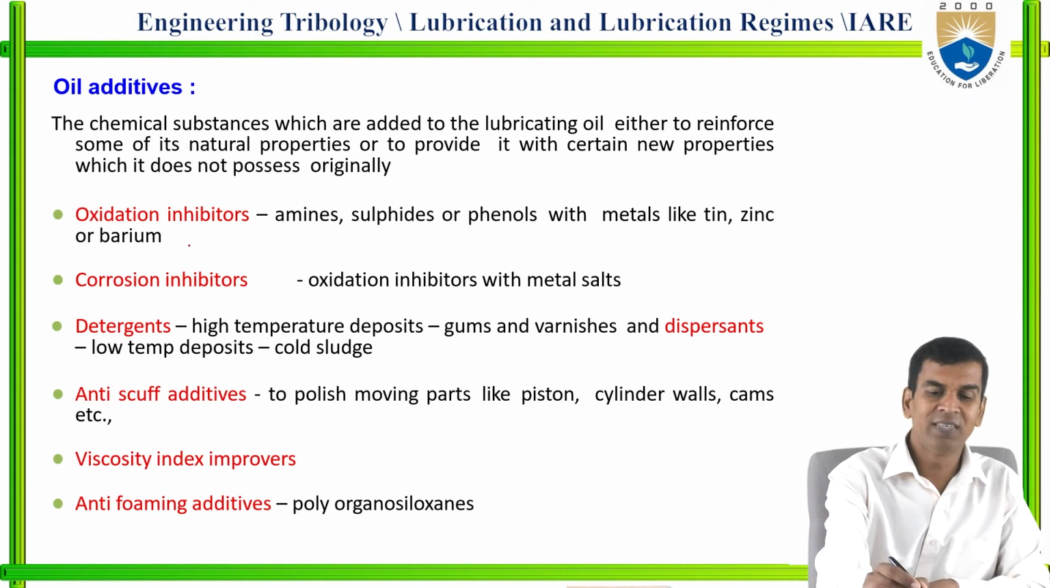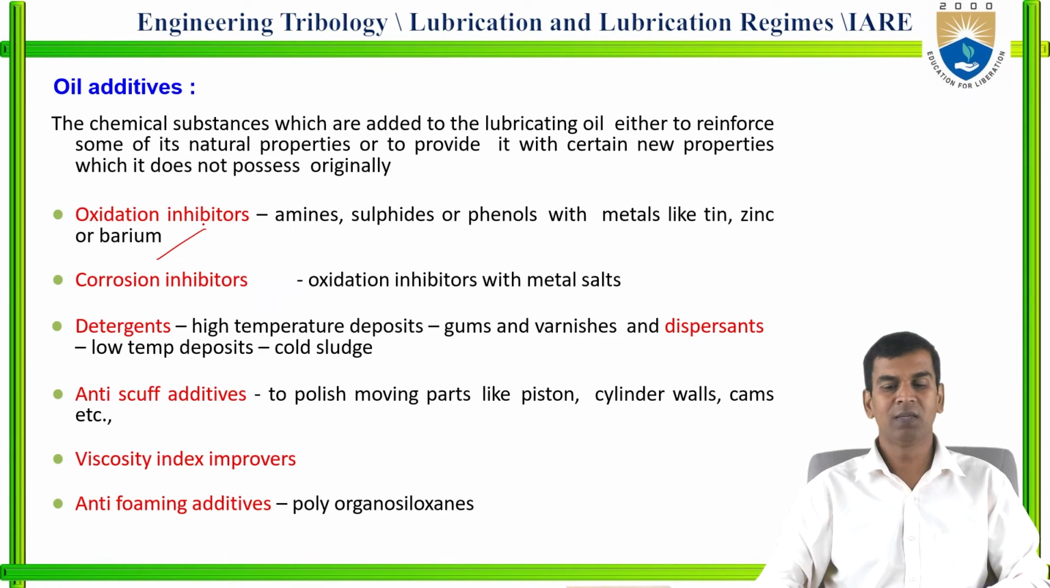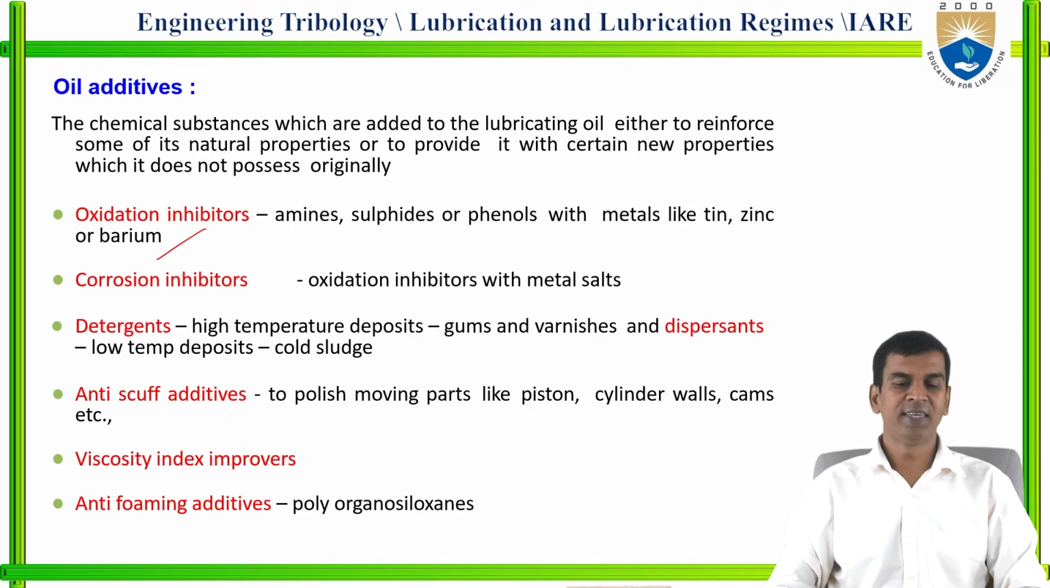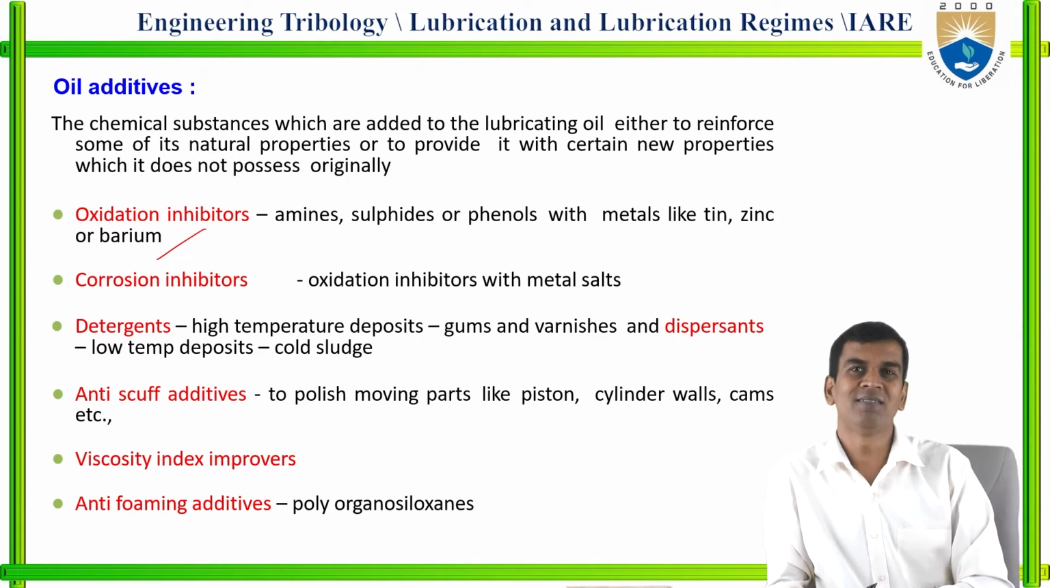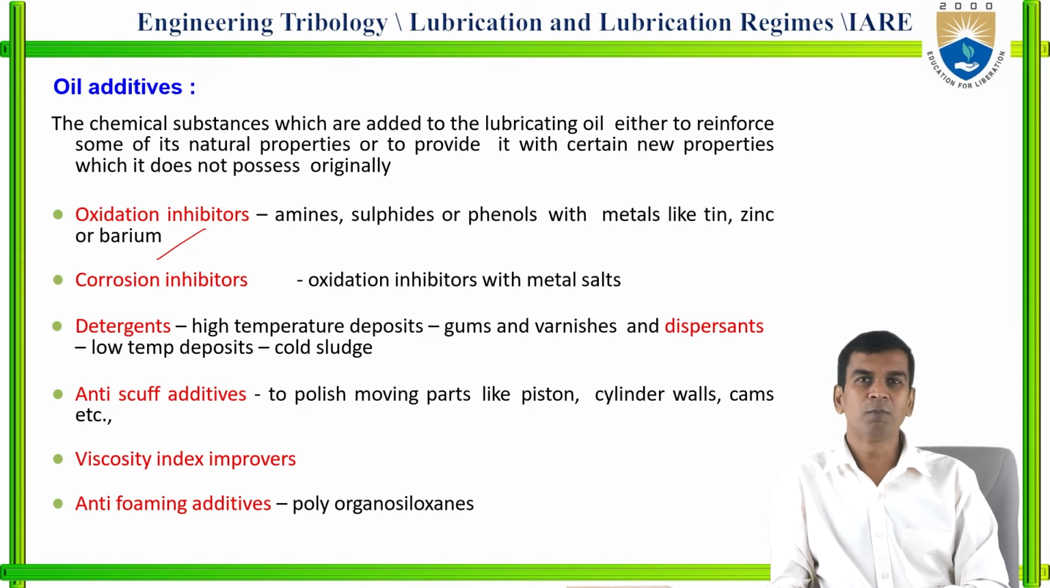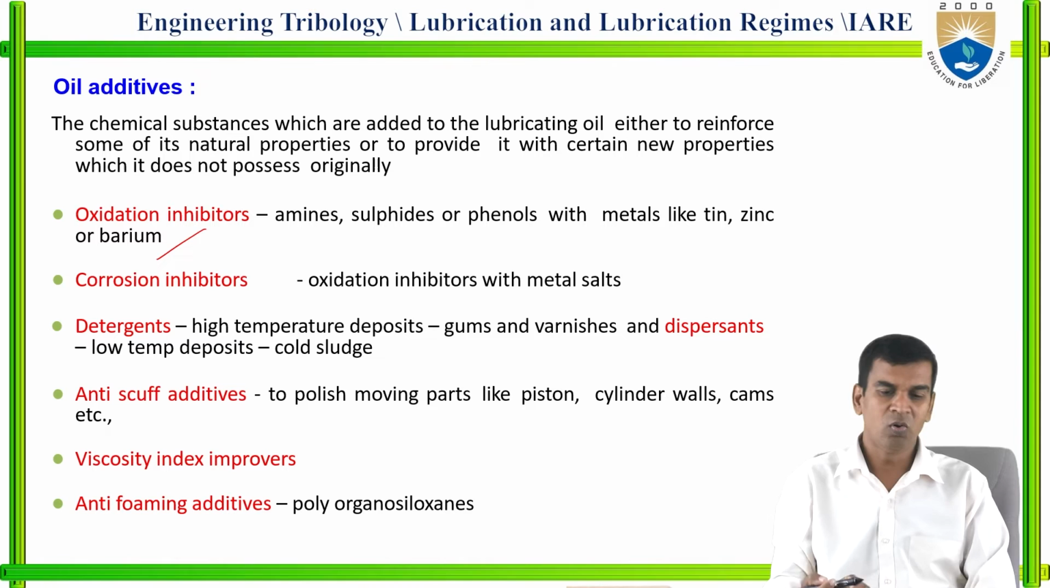Now you can see oxidation inhibitors are nothing but amines, sulfides, and phenols with metals like tin, zinc, or barium. If we add these substances, it provides oxidation inhibition. Corrosion inhibitors are nothing but oxidation inhibitors with metal salts. If the metal salts are added along with the oxidation inhibitor, then it will have the corrosion inhibitors. Detergents handle high temperature deposits, gums, and varnish, and dispersants handle low temperature deposits or cold sludge.